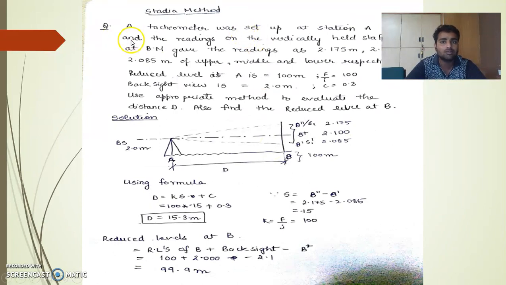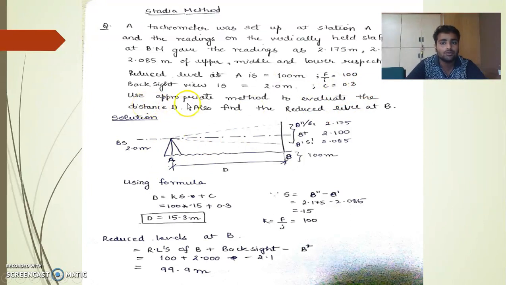So this is an example. A tacheometer was set up at station A, and the readings on the vertically held staff at benchmark B were 2.175 meter, 2.10 meter and 2.075 meter for the upper, middle, and lower stadia hairs respectively. Reduced level at A is 100 meter. The constant K is given as 100, the focal length by stadia interval. Backsight is 2 meters. Correction factor is 3 meters. That means this instrument has not used an anallactic lens. If we use an anallactic lens, the correction factor automatically comes to 0.